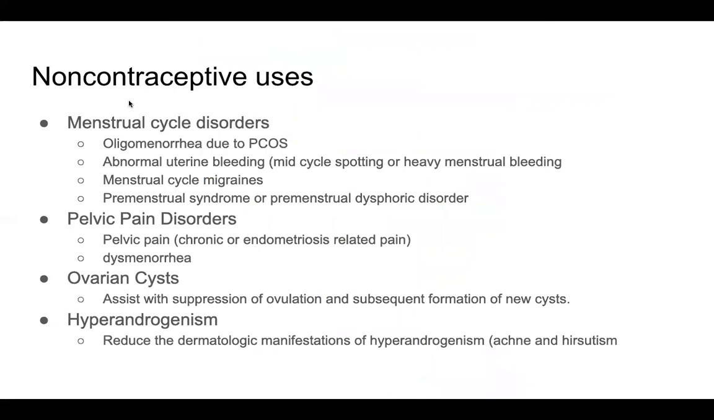So non-contraceptive uses, the big one that we see frequently are menstrual cycle disorders and pelvic pain disorders. If you're having abnormal bleeding or oligomenorrhea due to PCOS, menstrual cycle migraines, premenstrual syndrome or premenstrual dysphoric disorder, you can use oral contraceptives for all of these to help with the symptoms. And then another big one that we see frequently is pelvic pain secondary to endometriosis.